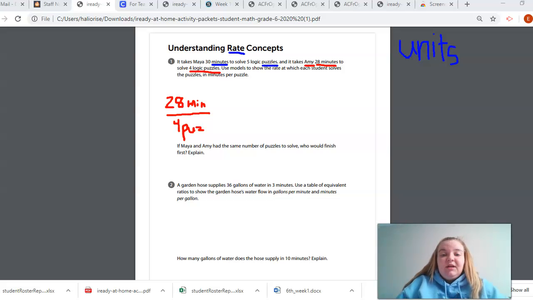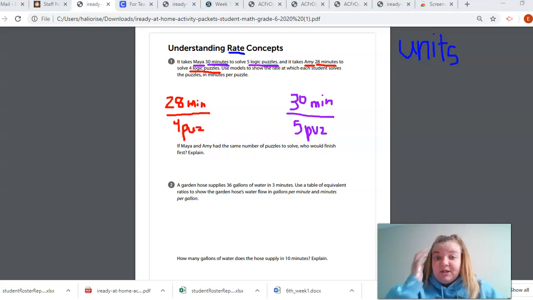Great. And then we have, let me skip the first one. We have Maya, which takes Maya 30 minutes to solve 5 puzzles. So 30 minutes to solve 5 puzzles. I'm sure my face looks interesting while I'm trying to write these on the laptop. Okay.